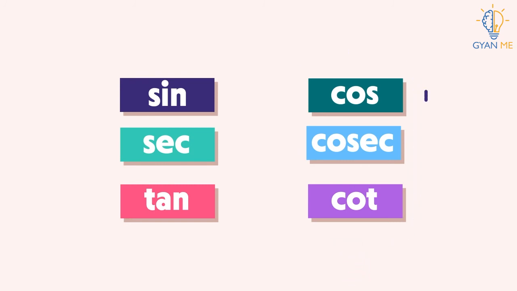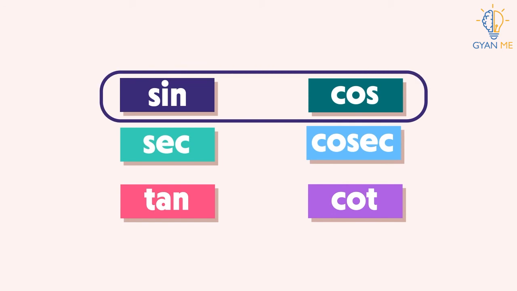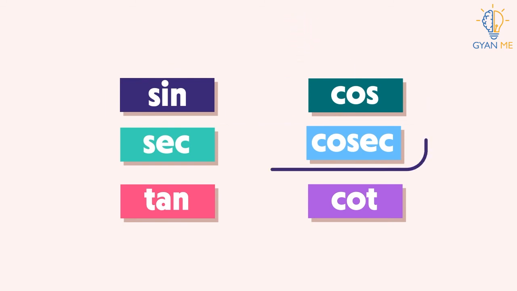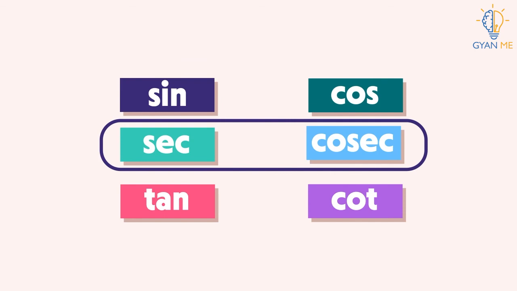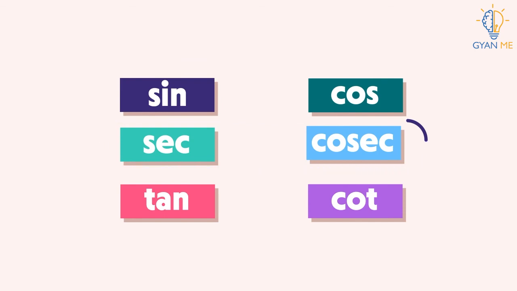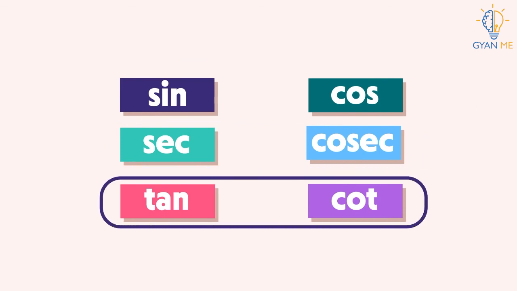So we see that cosine is complementary for sine. Yes, that is why there is a word co here, which means complementary. And to what? It is to sine, thus cosine. Similarly, cosec is complementary to sec, and cot, that is cotangent, is complementary to tan, that is tangent.